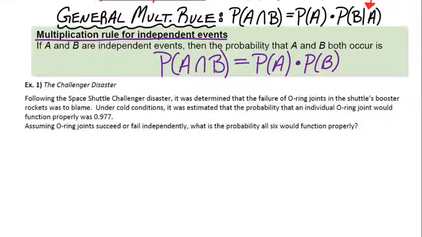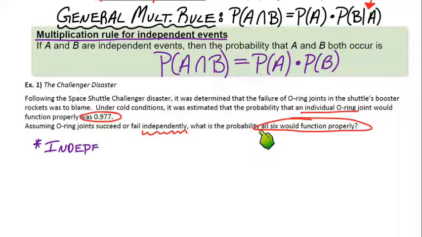So let's look at the first example here. It says, following the Space Shuttle Challenger disaster, it was determined that the failure of O-ring joints in the shuttle's booster rockets was to blame. Under cold conditions, it was estimated that the probability that an individual O-ring joint would function properly was 0.977. Assuming they succeed or fail independently, what's the probability all six would function properly?